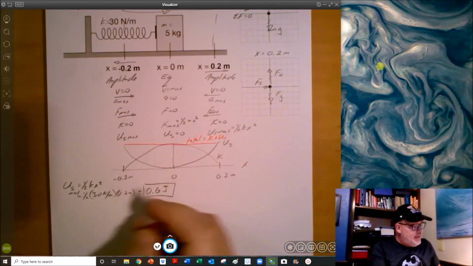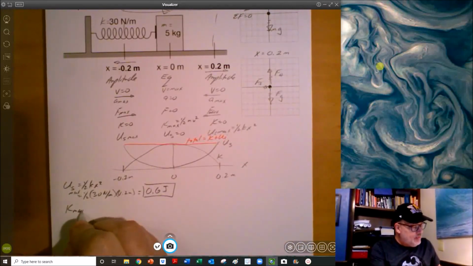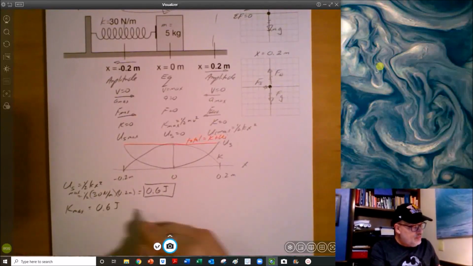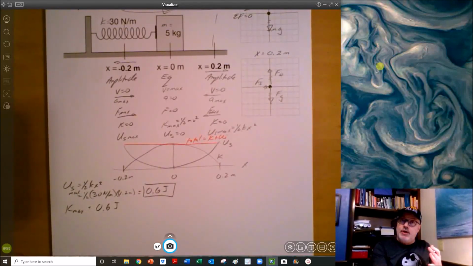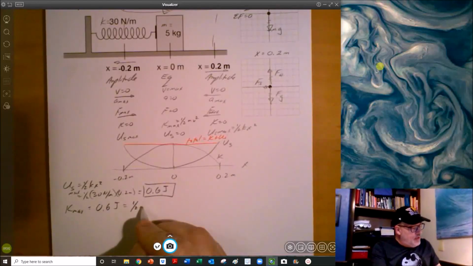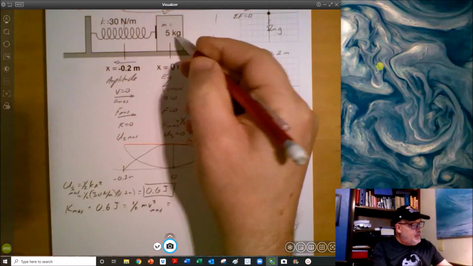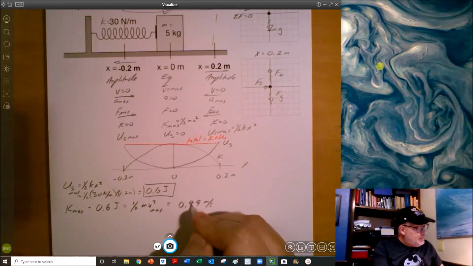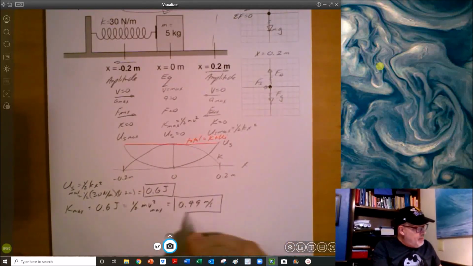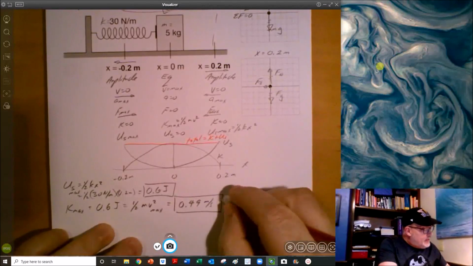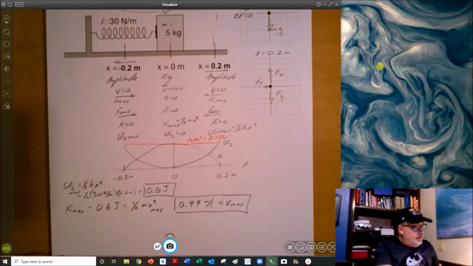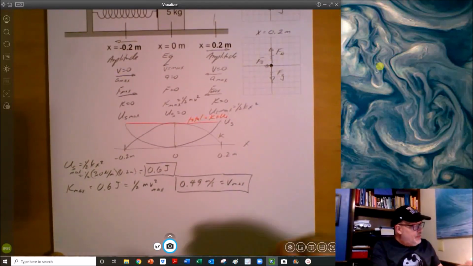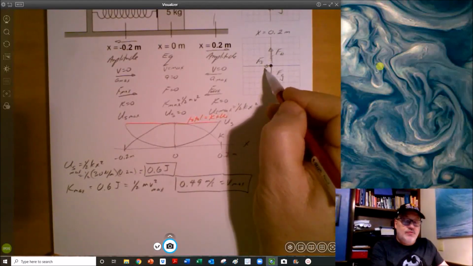That means that should be the exact same as our kinetic maximum. So that should also equal 0.6 joules when we're at equilibrium. And if we put down 1/2 mv squared, we can find the maximum velocity. If we plug in our numbers of 5 kilograms, we can calculate the velocity, and I got 0.49 meters per second for my maximum velocity. I should write that down. Let's see, what else can we find? Well, let's look at forces. Go back to forces again, find out what this force was.